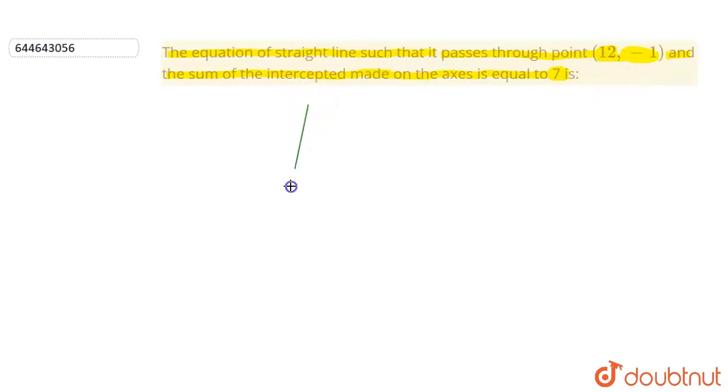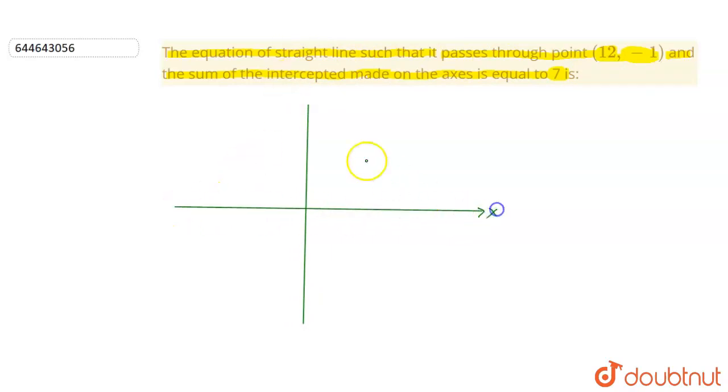Let's suppose this is the coordinate axis, this is the y-axis, and this is the x-axis, right? And this is the origin, and our required line will be like this. It passes through a point P which is (12, -1) and cuts the coordinate axes at, let's say, (a, 0) and this point is, let's say, (0, b).